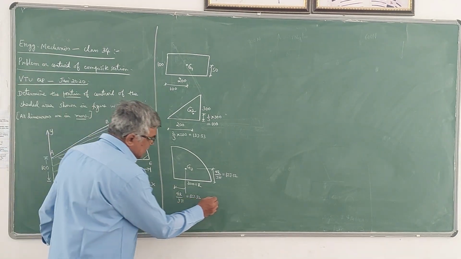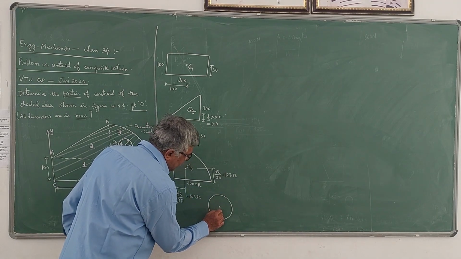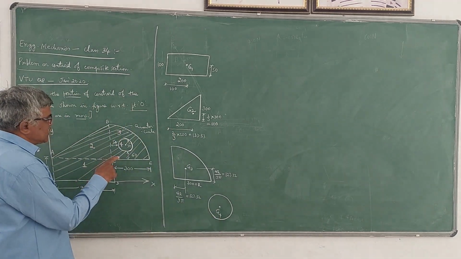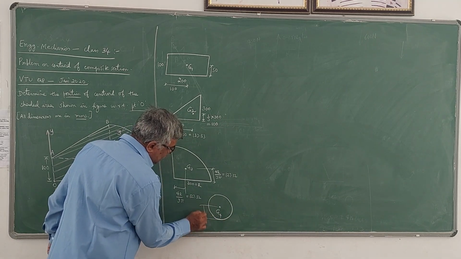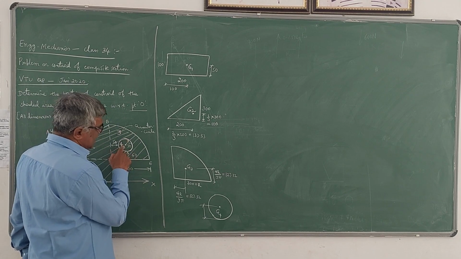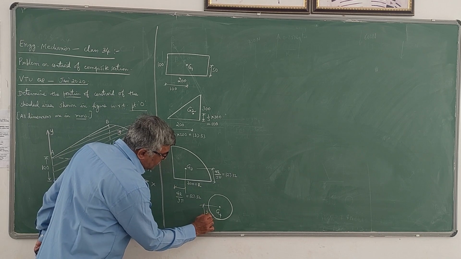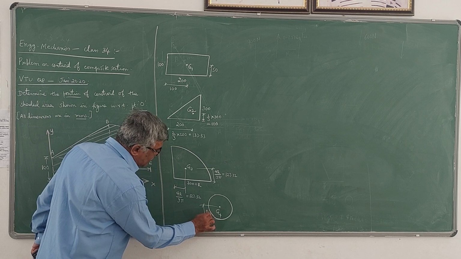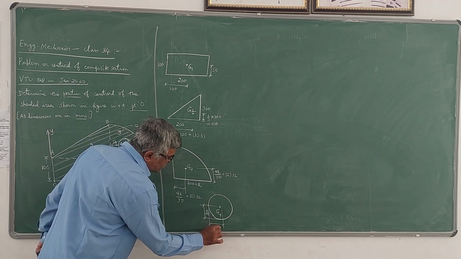Then coming to the circle, which is a cutout portion, centroid will be here, exactly at the geometric center. Now here, from here to here, you can see that the radius of the circle is 50 mm. So radius itself is the distance, 50 mm. Similarly, the horizontal distance is also 50 mm.